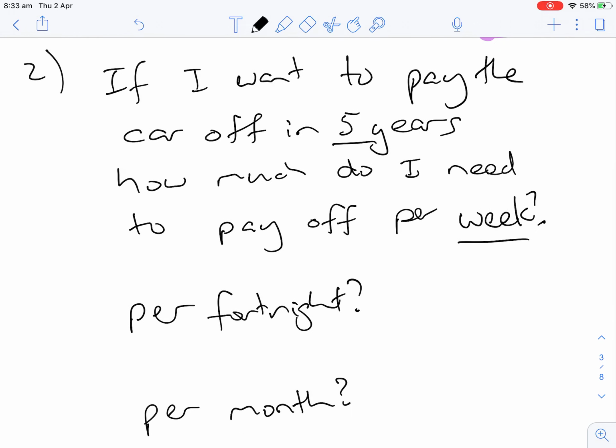Now, if I want to pay the car off in 5 years, how much do I need to pay off? And then I've said, well, I might say how much would it be per week, or if I want to pay fortnightly, how much would I pay per fortnight or per month? So let's have a look at this.